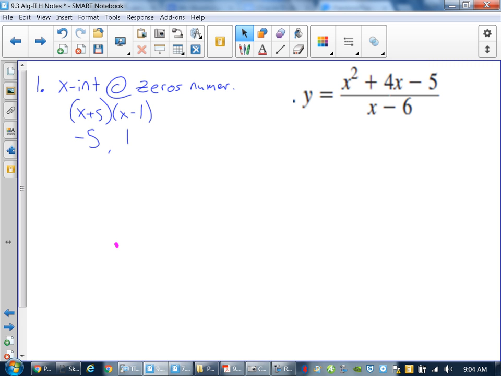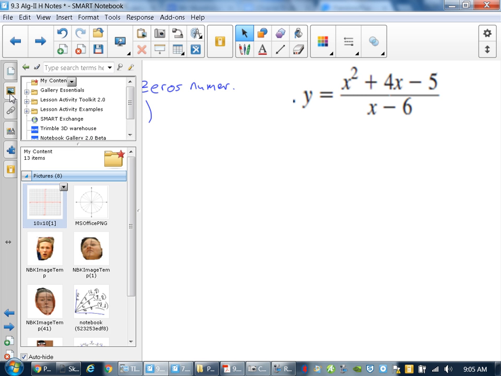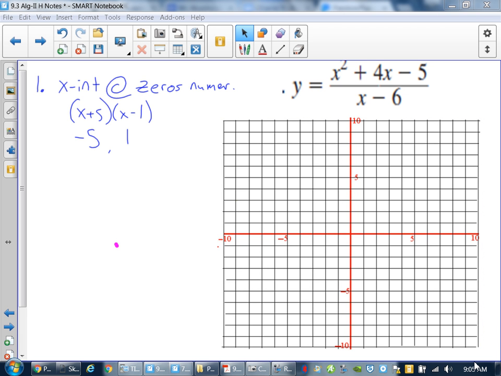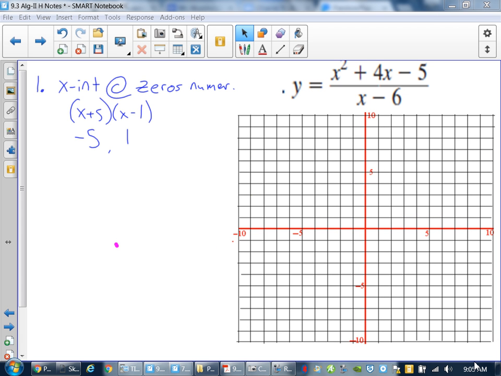How does the x-intercept work with the denominator? The x-intercepts are the zeros of the numerator. The vertical asymptotes are the zeros of the denominator. So right off the bat, as I start to piecemeal this graph together, I know that it's going to cross the x-axis at -5 and 1. So you have 2 asymptotes? No, those aren't asymptotes. Those are just zeros. That's just where it crosses the axis.